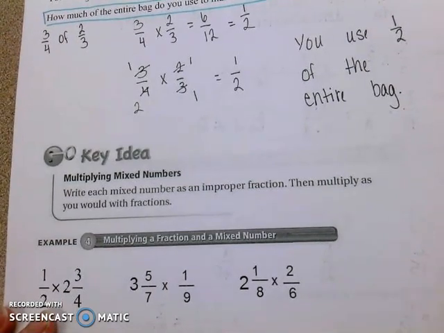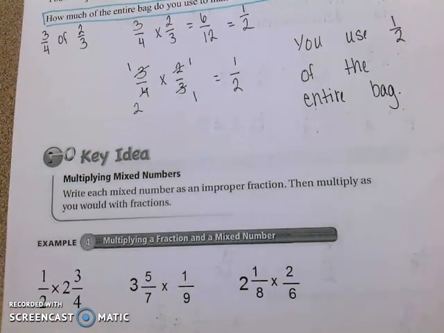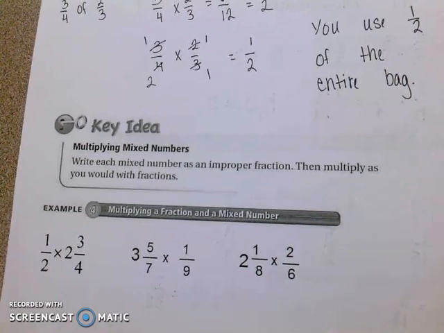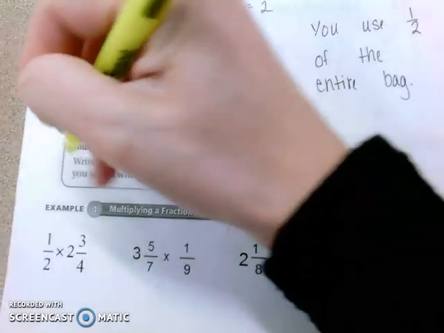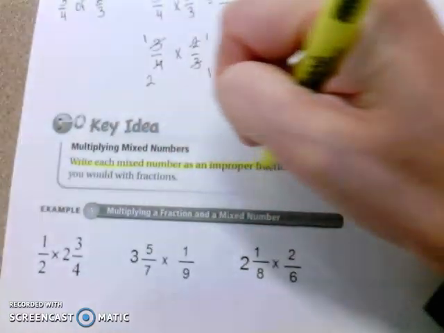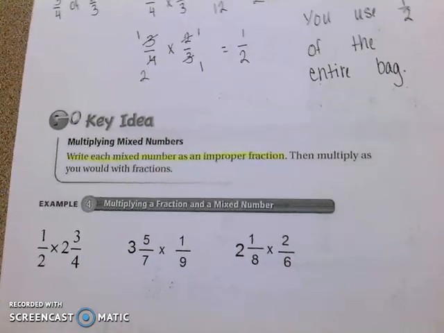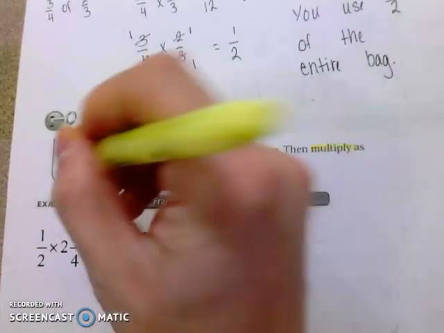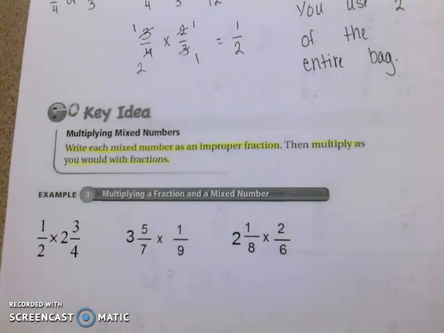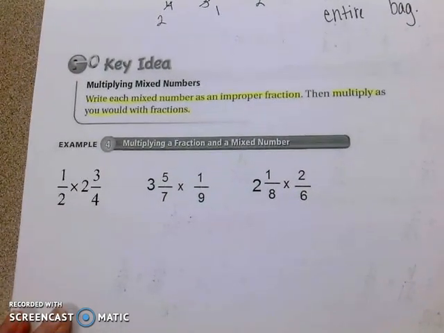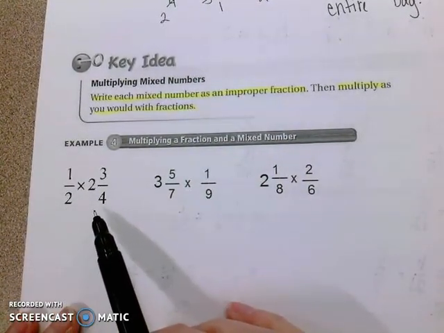Okay, let's take a look at mixed numbers now. So when working with mixed numbers, we are just first going to write each mixed number as an improper fraction. Then from there, we're just going to multiply just like we did with fractions. So multiplying the numerators, then multiplying the denominators. So let's take a look at some examples together. 1/2 times 2 and 3/4.